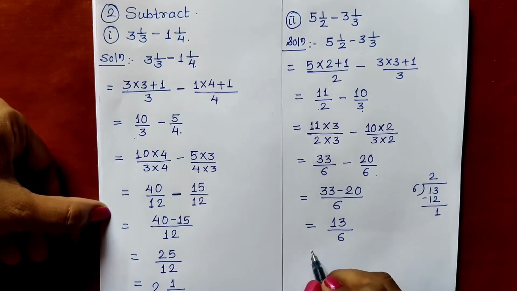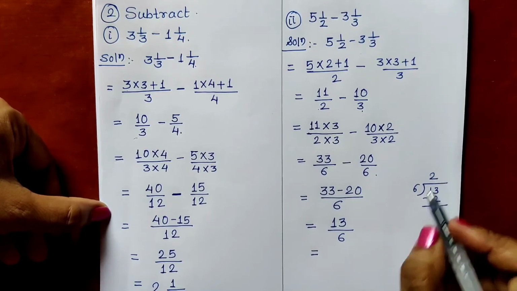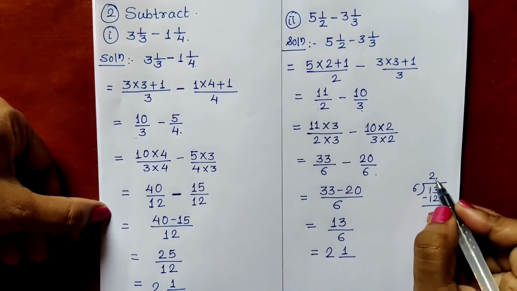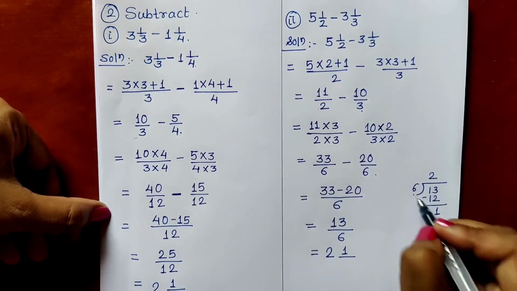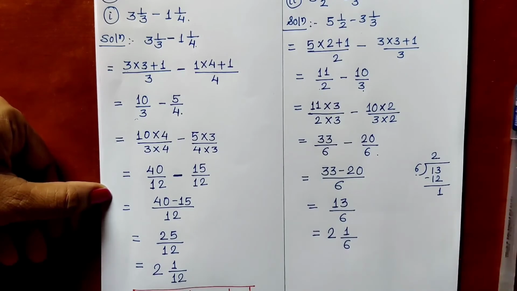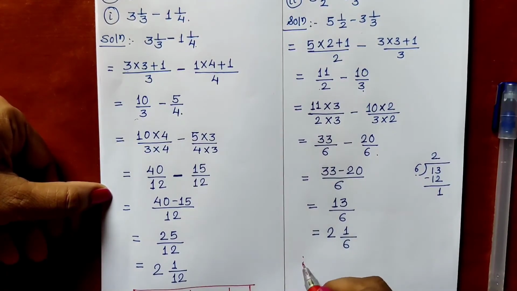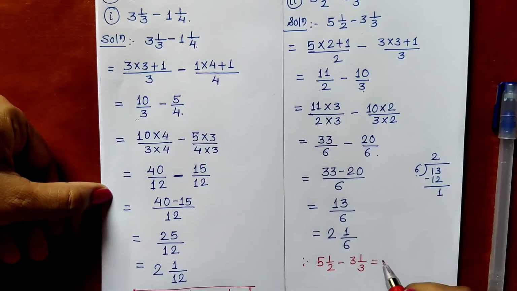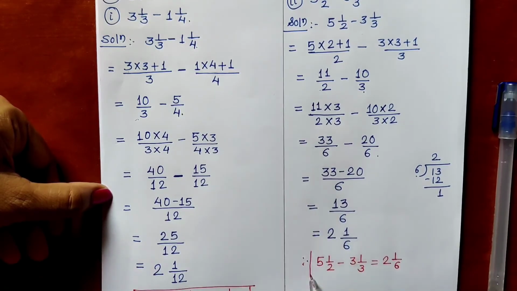How to write the answer? This 2 quotient as the integer, this 1 remainder as the numerator, this 6 divisor as the denominator. So we have got 2 integer 1 upon 6 as the answer. Now write the answer. Therefore, 5 integer 1 upon 2 minus 3 integer 1 upon 3 is equal to 2 integer 1 upon 6.